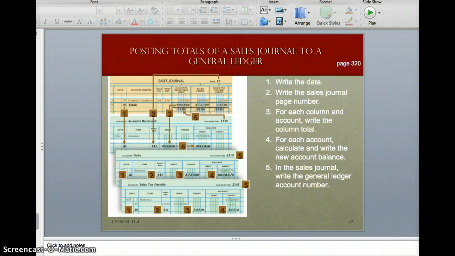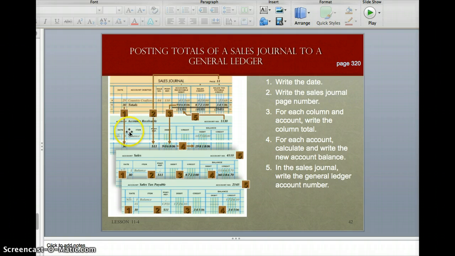To start off with posting the totals of the sales journal into the general ledger, here's our ledger, and you'll notice we've already totaled up each of our columns. The first thing we're going to do is write the date in those places that we need it. Actually, we need to post into accounts receivable, sales, and sales tax payable, because those are the things we were using up here.